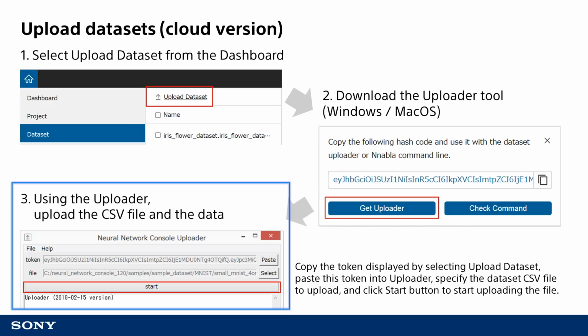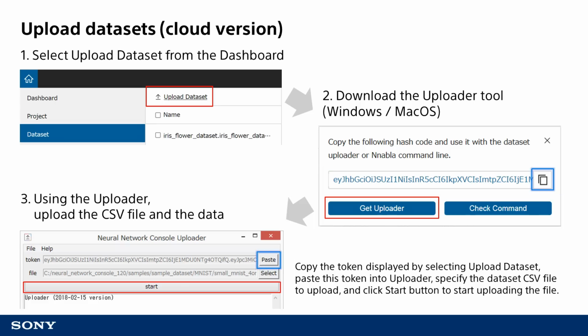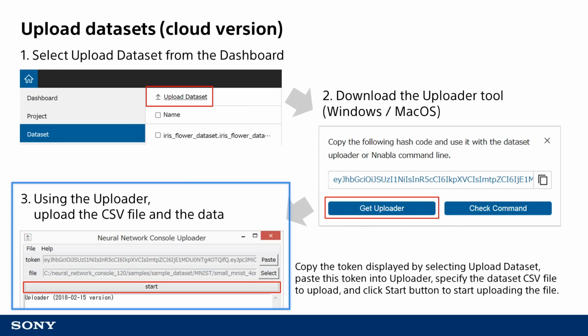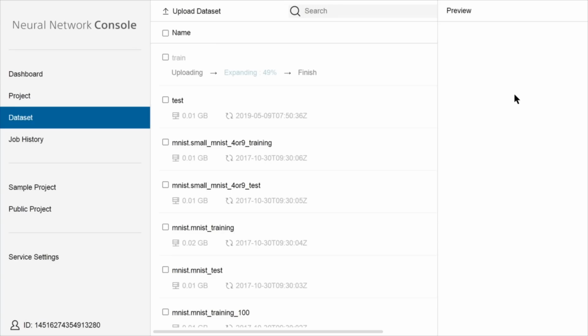Once you have downloaded and started the Uploader tool, copy the token from the dialog box from which you download the Uploader and then paste this token into Uploader. Press the Copy button in the dialog and then press the Paste button in Uploader. Then specify the desired dataset CSV file. The file is now ready to be uploaded. Click the Start button to start uploading the file. The uploaded dataset CSV files will soon be available for selection from the Dataset tab in Neural Network Console.